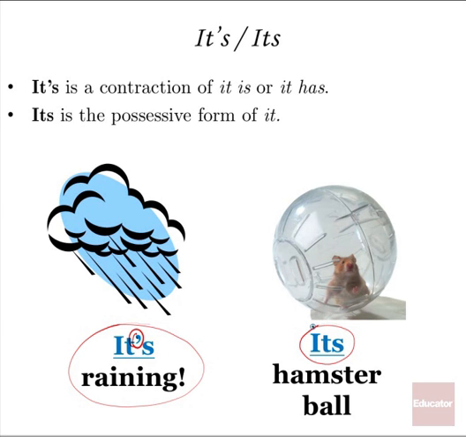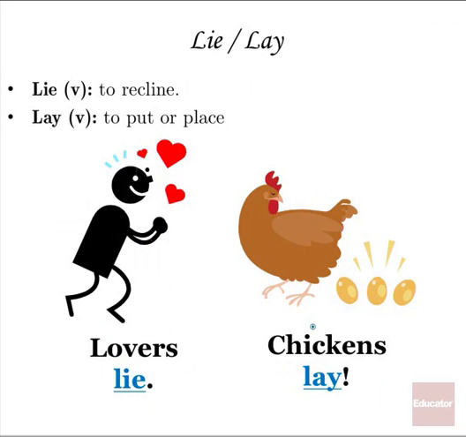You use the contraction. If you're talking about the hamster in its hamster ball, no rain, no contraction, no apostrophe. All right, lie and lay. This one drives people nuts, but it's easy to remember. To lie means to recline, to lie down. To lay means to put or place.